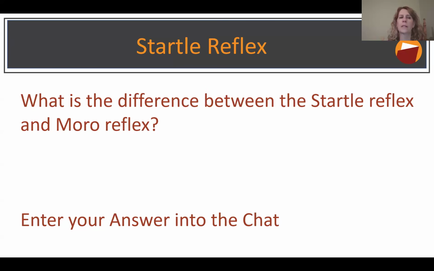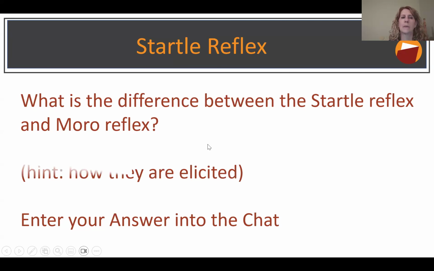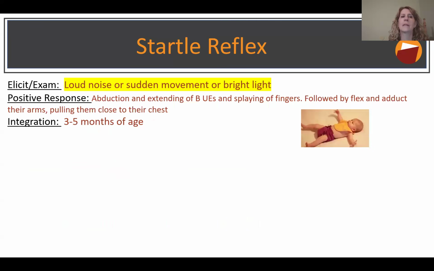They're like, oh, a startle reflex is the same as a Moro. I don't lump them together because there is a difference between them. What is the difference between them? Yes, it's the stimuli. So a startle reflex, the way it's elicited, the stimulus is a loud noise, a sudden movement, or a bright light.